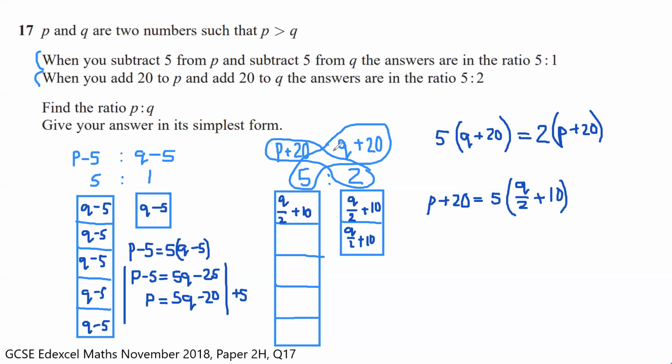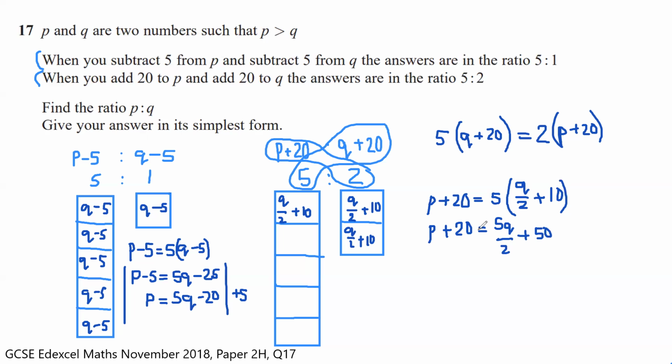Okay, so if you didn't quite understand where I was going with this first lot, talking about 2 lots of P plus 20 equaling the same as 5 lots of Q plus 20, hopefully these ratio boxes will make it easier. We've got 5 lots of Q over 2 plus 10, which is what each box is equal to, 1 lot of P plus 20. Okay, if we now kind of untangle this equation, we end up with P plus 20 is equal to 5Q over 2 plus 50.